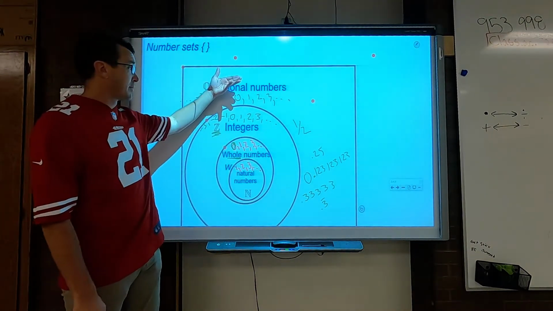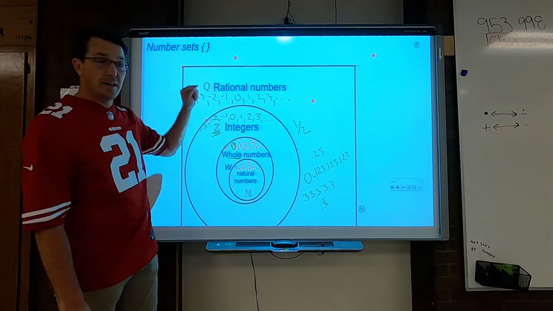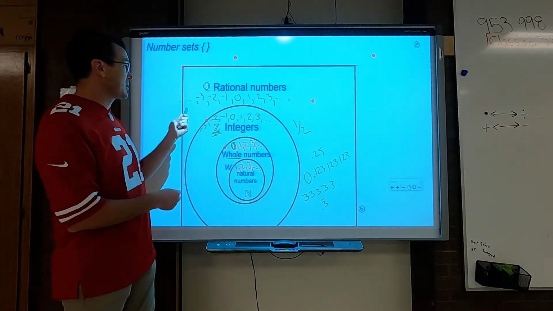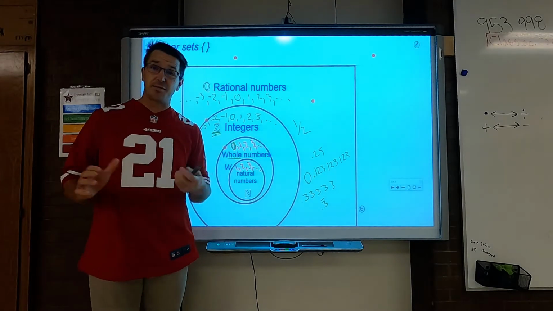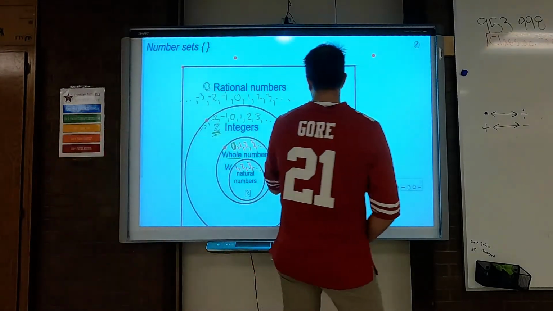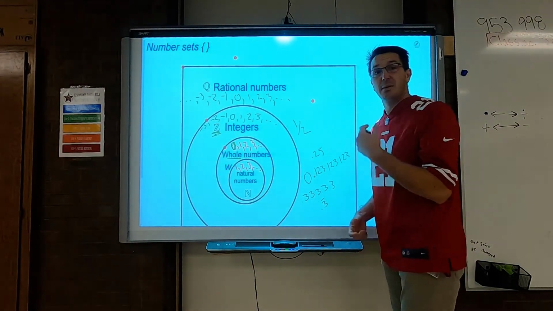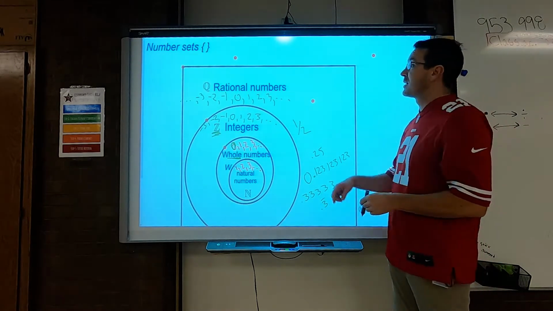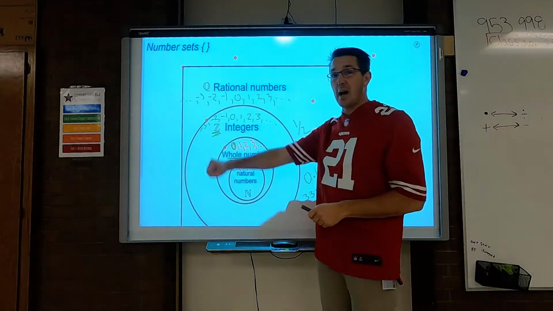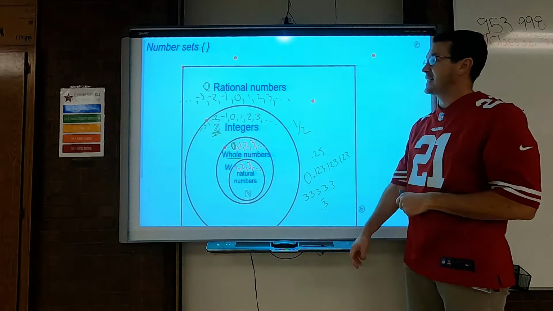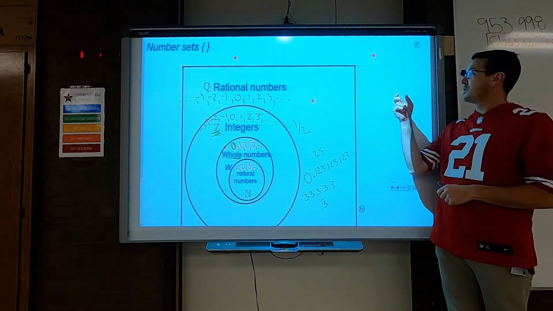But are all rational numbers integers? The answer is no, because rational numbers really are any numbers that can be written as a fraction. So not only can whole numbers be written as a fraction, but you can have fractions written as fractions. And then finally, if you have rational numbers, then you must have something called irrational numbers.